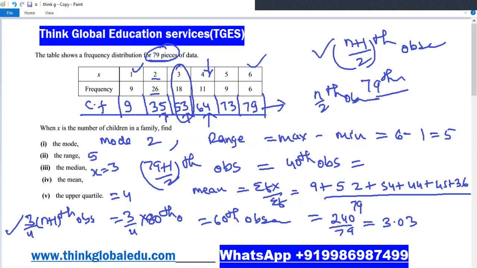So we can see it again, the mode value is 2, because there are 2 children in 26 families, so the maximum number of families have 2 children. Range is maximum minus minimum. Median is the middle value, which we found with the help of cumulative frequency. Mean is sigma fx divided by sigma f, and upper quartile is 3/4 of the (n plus 1)th value, that is the 60th observation. The 60th observation is actually 4. So that is the upper quartile. I hope this video was useful for you. Thank you for watching.